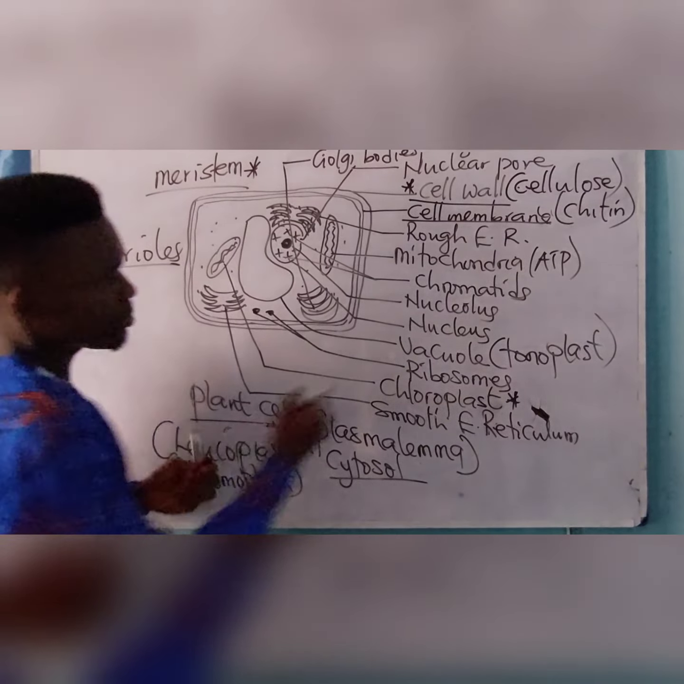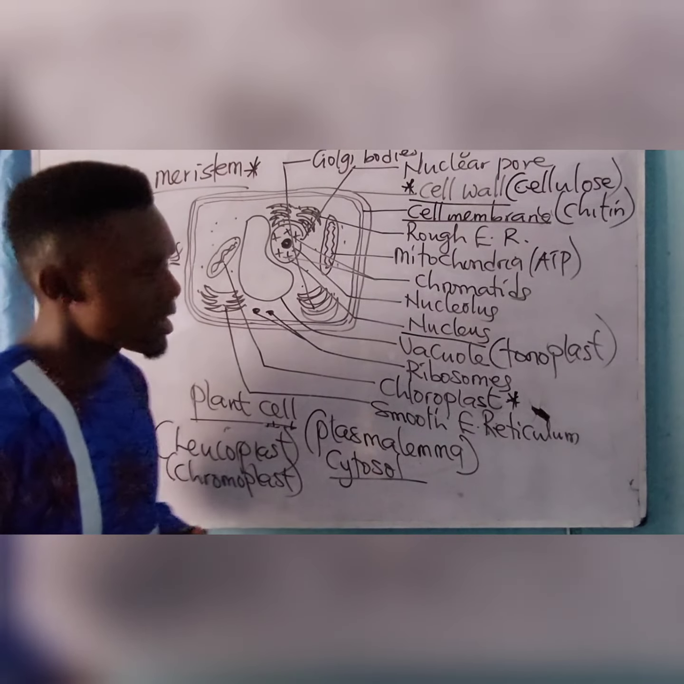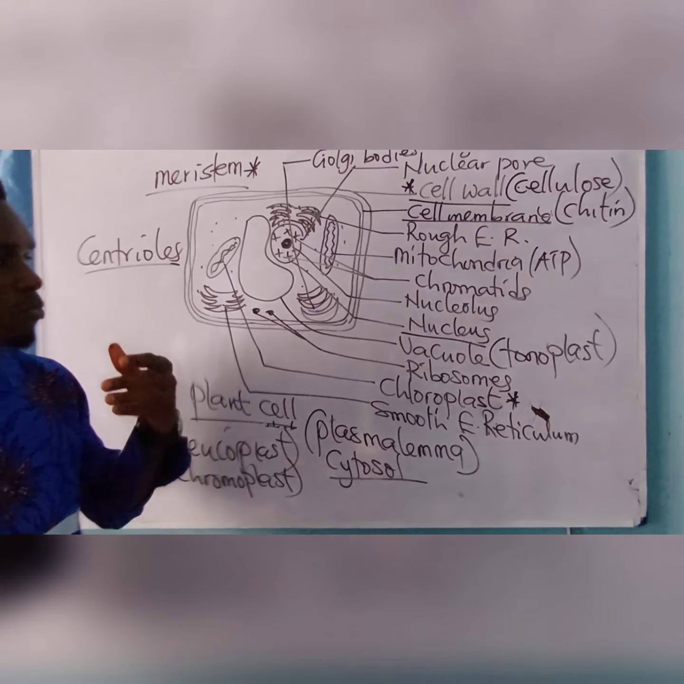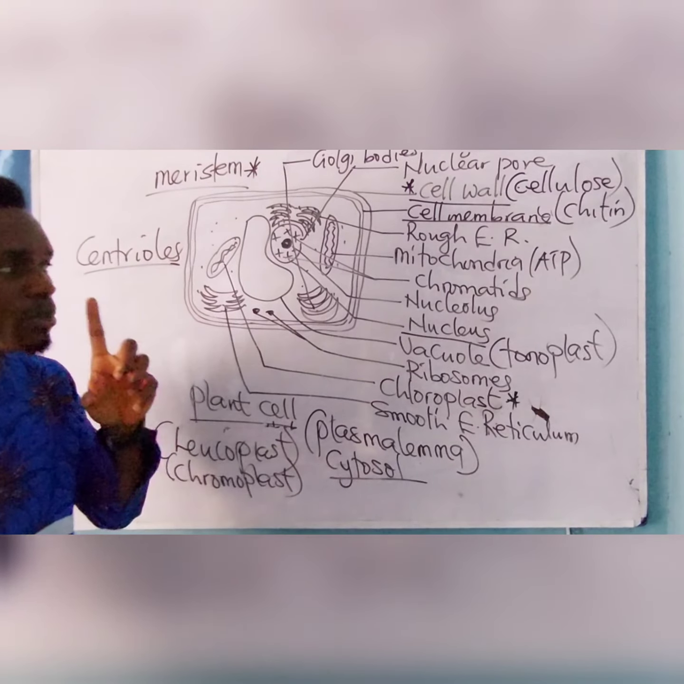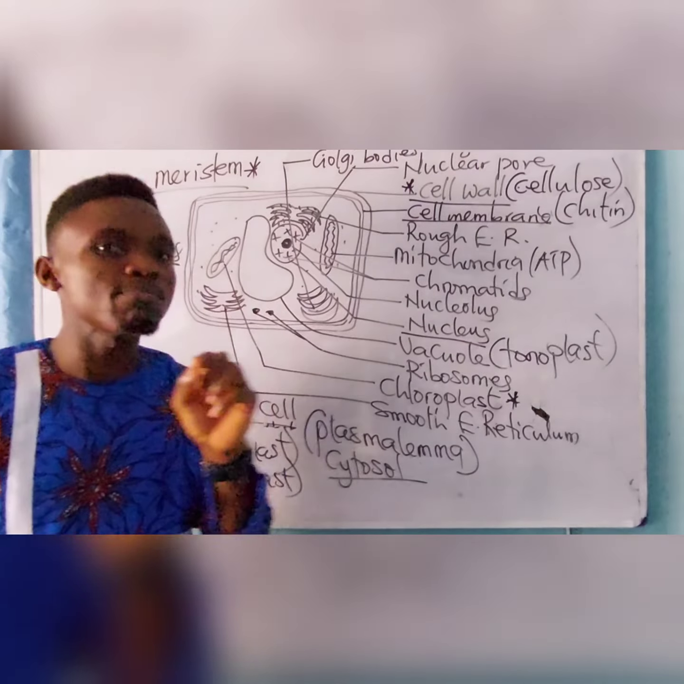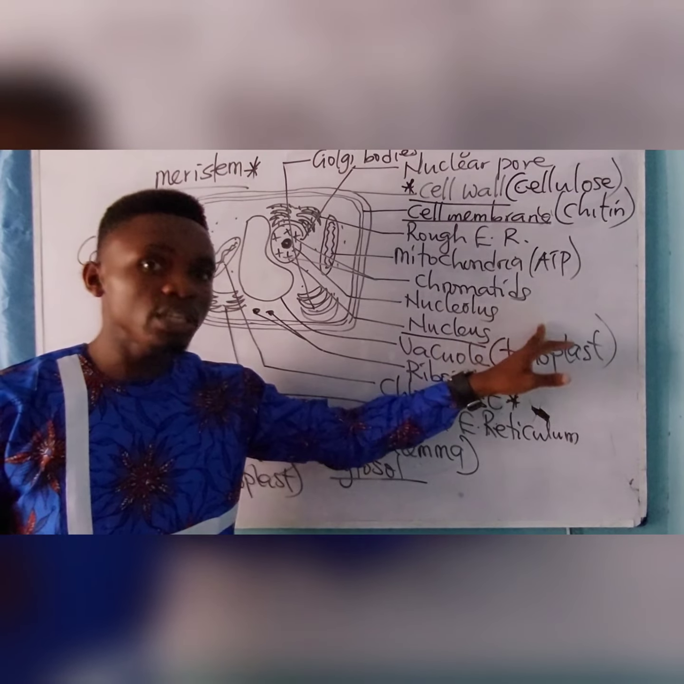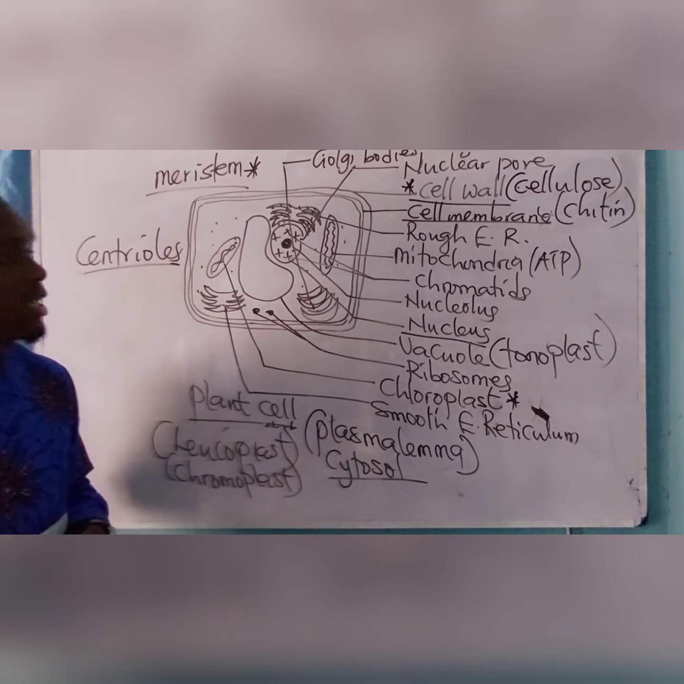Please, I did not explain this nucleus. The nucleus is the part that stores hereditary material. They'll ask you, why is the nucleus the most important part of the cell? It is simply because it stores genetic materials. Inside the nucleus, there is DNA, there is RNA, there is the gene. So that is why it is called the most important part of the cell.